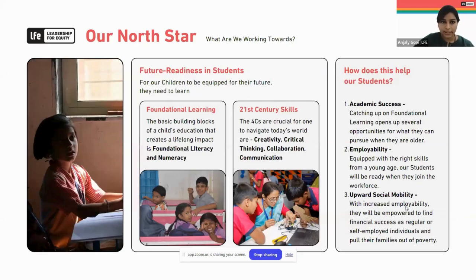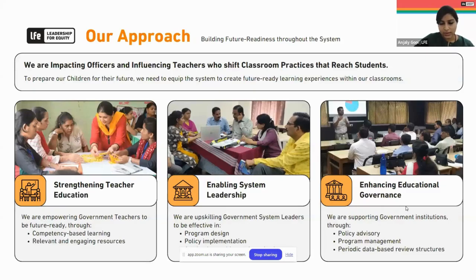So now, how do we do that? What is our approach? We are seeing this problem and finding solutions in three different manners. One is the direct people who are working with the students, which is the teachers. So strengthening teacher education is something that we are focusing on. Then comes the next stage, enabling the system leadership, which is the middle management. So enabling the system leaders by program design and policy implementation is something that we are focusing on.